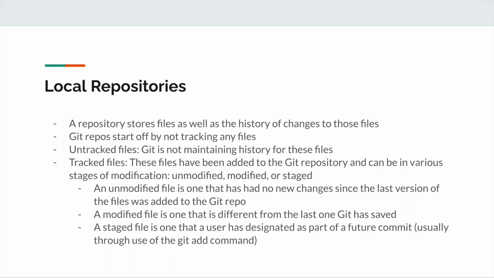An unmodified file means that there are no new changes since the last version of the file that was added to the Git repo. A modified file means that it is different from the last one Git has saved. And then a staged file means that the user has designated it as part of a future commit, usually through the use of the git add command.